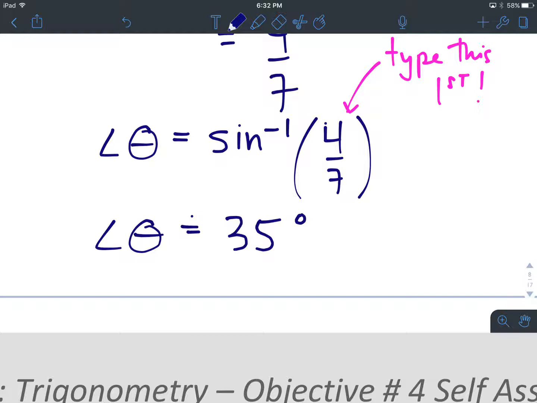Now if you're having trouble getting this out of your calculator for whatever reason, come talk to me, come talk to whatever teacher's available to you, and they'll help you sort out how to use your calculator to get this done. But that's how you do it. In some calculators you would put the inverse sine in first, then a bracket, then 4 divided by 7, and close the bracket and hit equals. Every calculator is a little bit different, but make sure if you can't get this out of your calculator that you go and talk to whatever teacher's around.